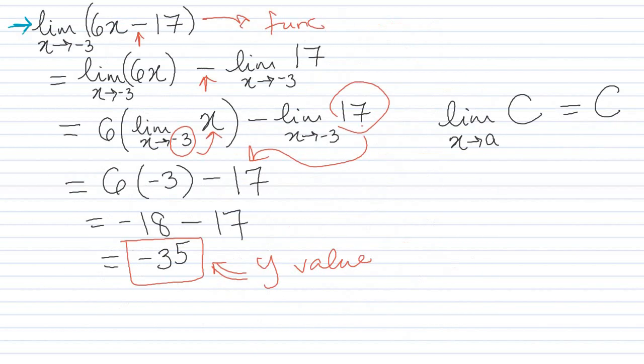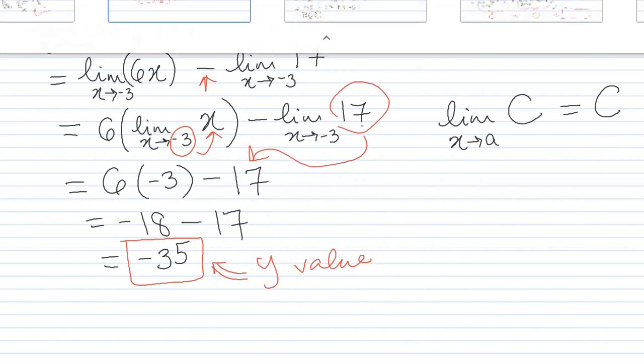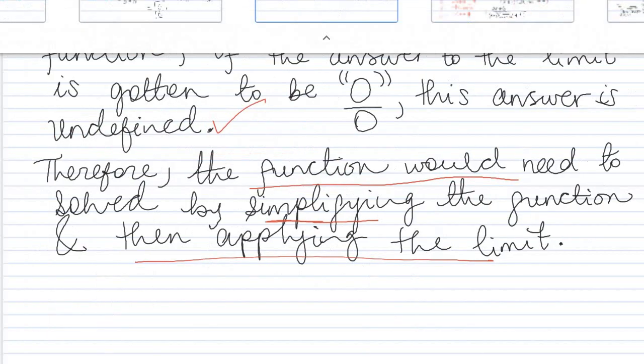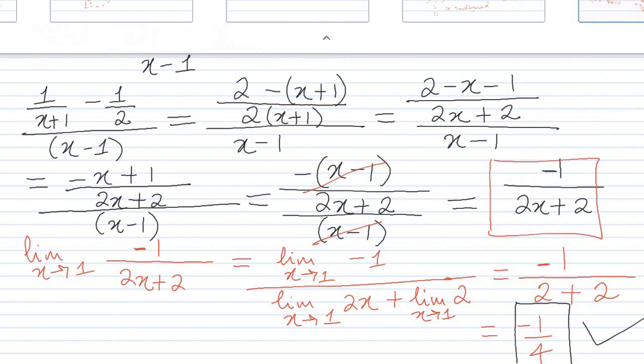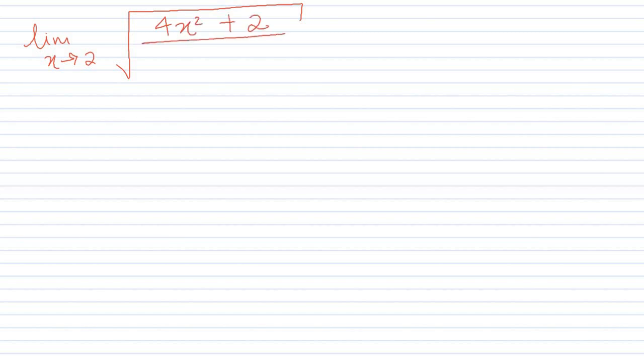And if you're a student who feels you can handle this problem by yourself, that is fine too. But I am going to do it now. The question that we have is the limit as x goes to 2 of the square root of 4x squared plus 2 divided by 6x minus 4.